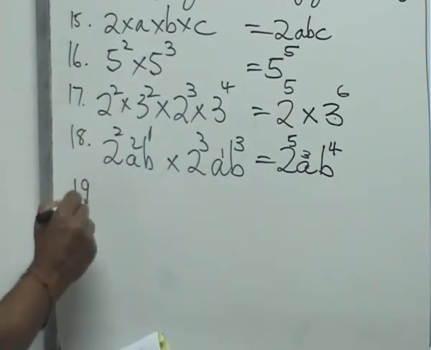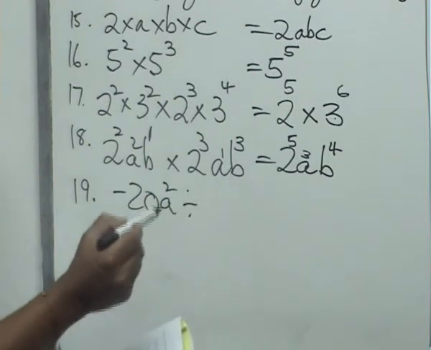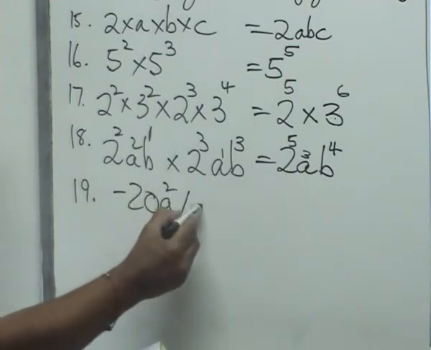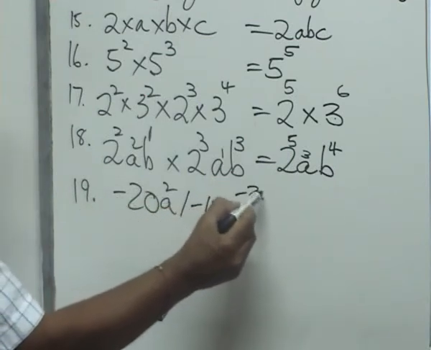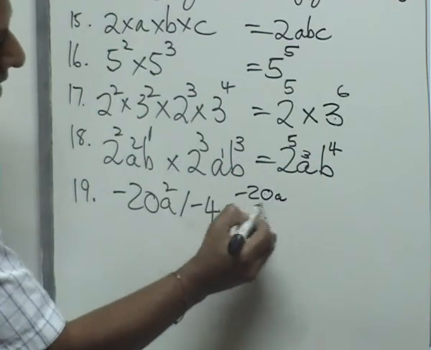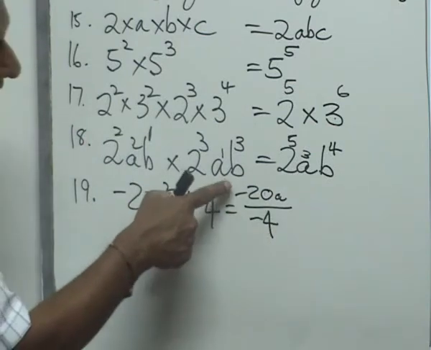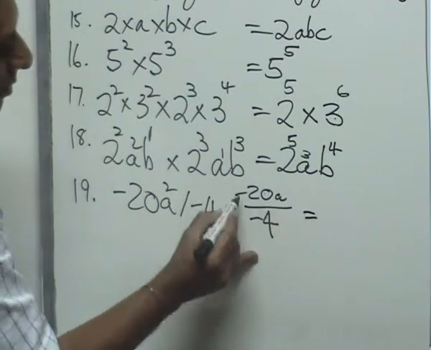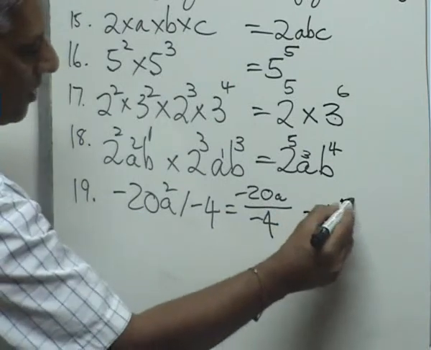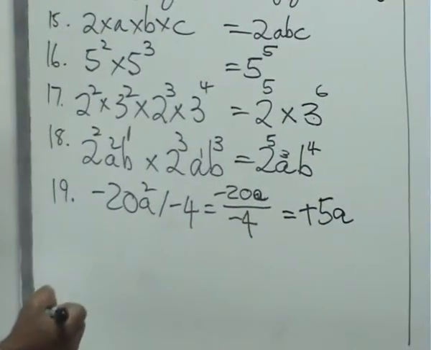Number 19, minus 20a squared divided by, you see the slash, this slash divided by minus 4 really means minus 20a divided by minus 4. That's what it means. Now minus 20 divided by minus 4, minus divided by minus gives you plus. 20 divided by 4 gives you 5. Now there's only an a on the top, so the a just remains there like that.